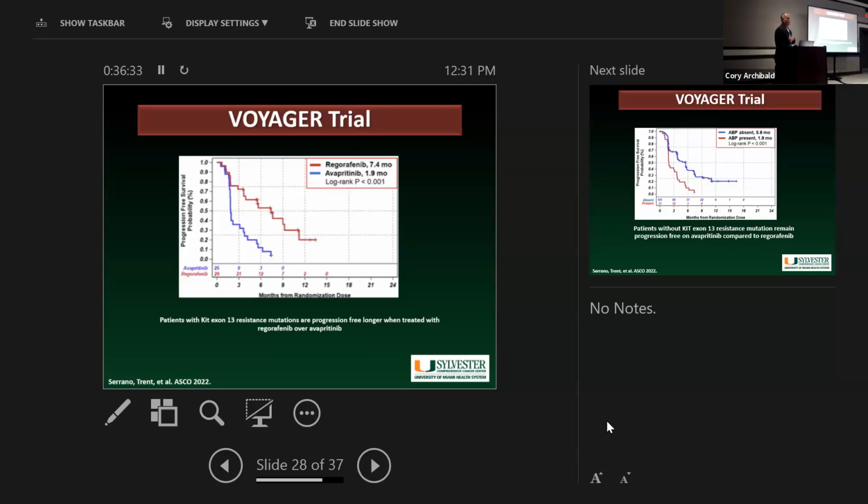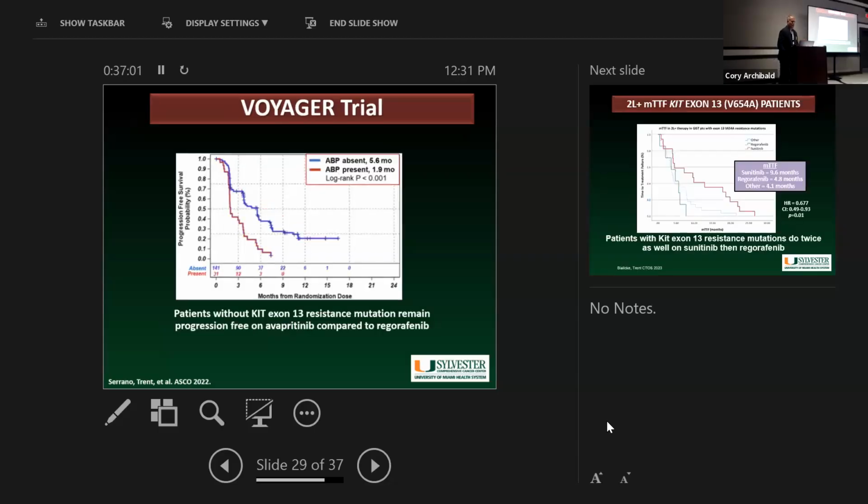So to me, it says, it doesn't matter what line of therapy the patient's on, what prior therapy they have, if their ctDNA shows that their resistance is driven by exon 13, we would treat with regorafenib over avapritinib. It's a little surprising because regorafenib, remember, is not that active at exon 13, but the difference is that avapritinib has absolutely zero activity at exon 13. And that can be evidenced in this slide.